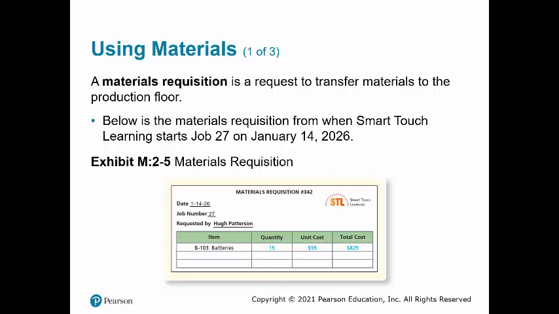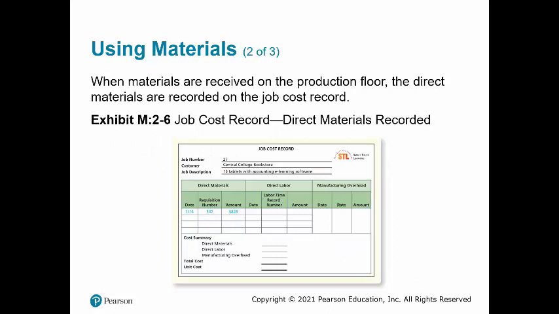So this materials requisition form is going to provide a record of not only that the materials were requisitioned out of stores, but also to document which job they were used in. As those materials are received on the production floor, then they will be entered onto that job cost record, and we see the entering in of those batteries on the job cost record for job 27.